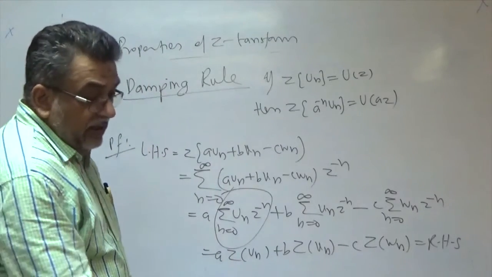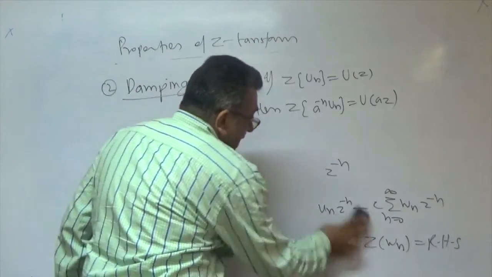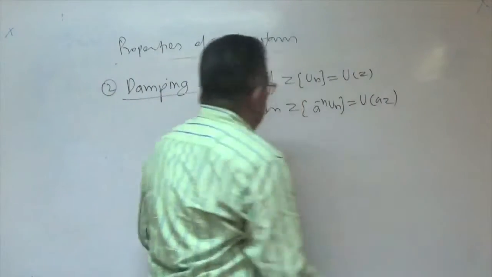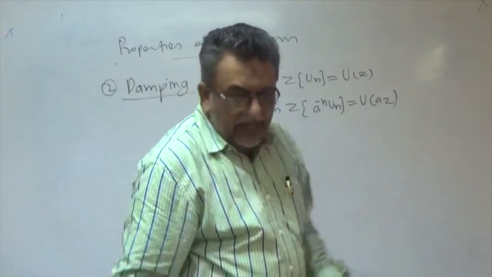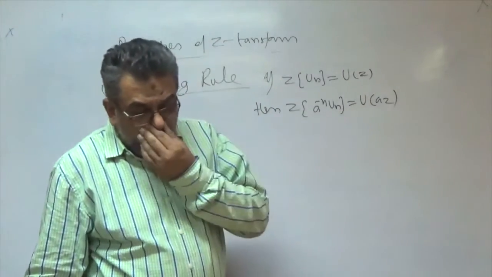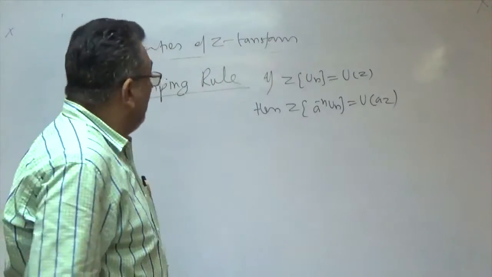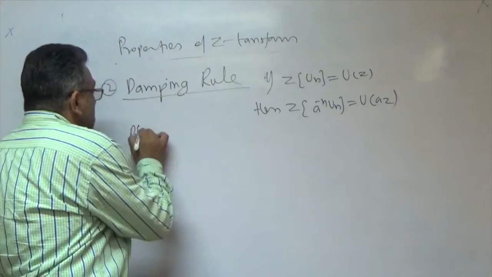This is the second property, and this is called the damping rule. Also, for a to power minus n, you can take a to power plus n, and then that is converted into the division. This is the corollary of this damping rule. First, we verify this. What is the proof?